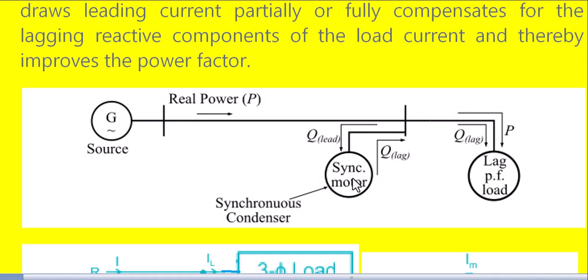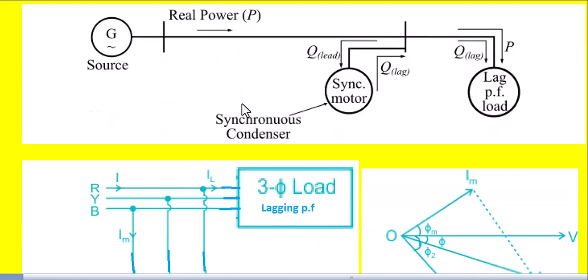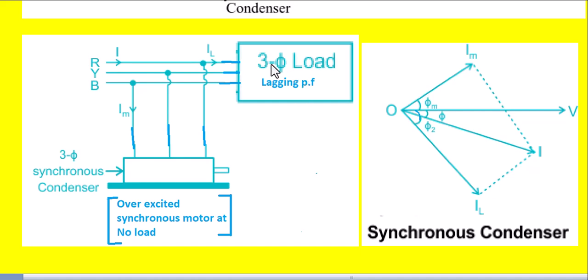This synchronous motor operates at no load condition with overexcitation, so that it takes the leading current and provides the leading reactive power like this. This can also be written like this. This is the three-phase AC load connected to the three-phase AC supply, and across the supply the condenser is connected like this. This is called the condenser. A condenser is nothing but a synchronous motor operating with overexcitation at no load condition, that is, it takes only reactive power, that is leading reactive power, and it does not take any real power.